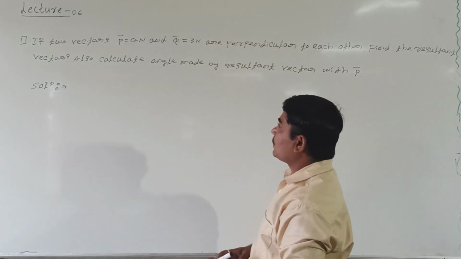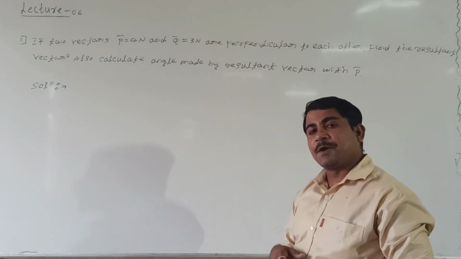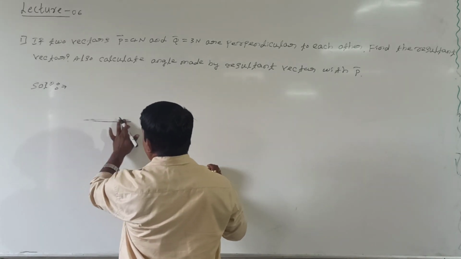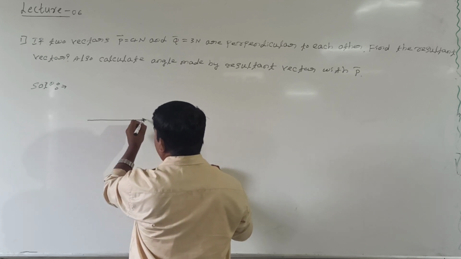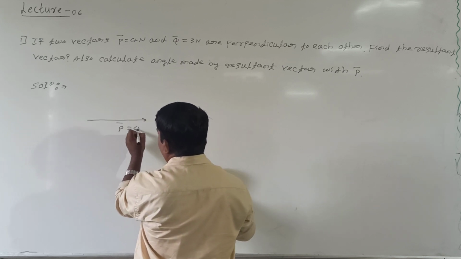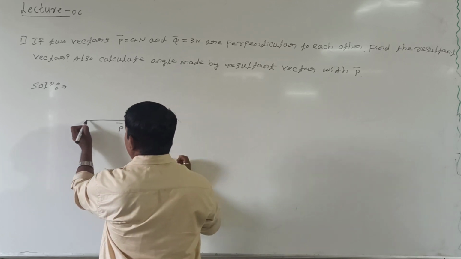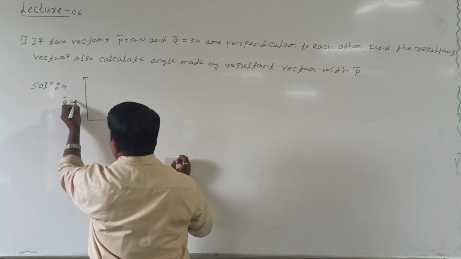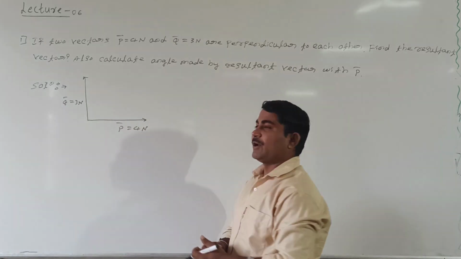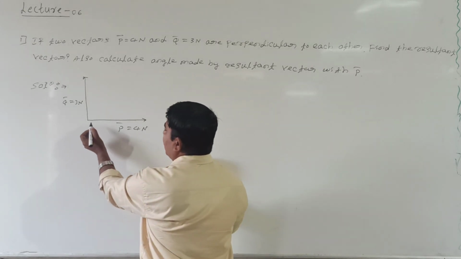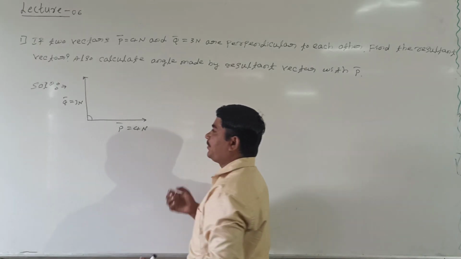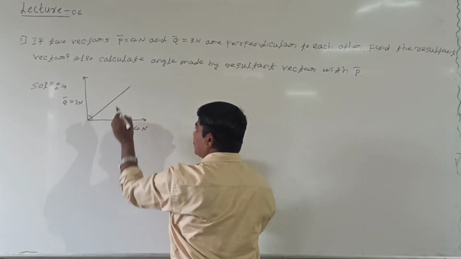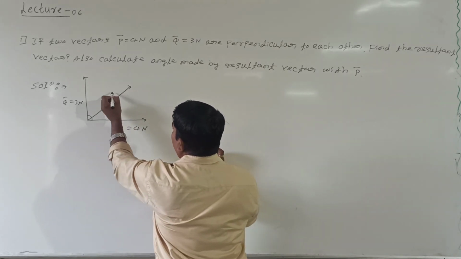Two vectors P equal to 4 Newton and Q equal to 3 Newton are perpendicular to each other. This is one vector, P vector, equal to 4 Newton. One more vector you can take: this is Q vector, equal to 3 Newton. Perpendicular means the angle between the two vectors is 90 degrees. Then this is the resultant vector, which we can represent by R.